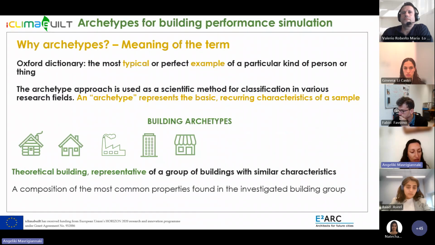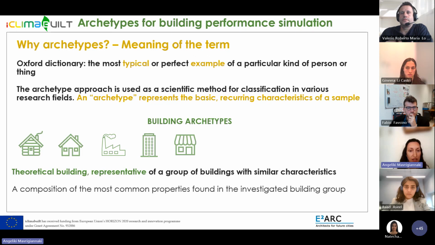So starting with the meaning of the term, by strictly looking at the dictionary definition, an archetype is defined as the most typical or perfect example of a particular kind of person or thing. Now, for research and scientific purposes, we focus on the words typical and example. In fact, the archetype approach is used as a scientific method for classification in various research fields. And in this context, an archetype represents the basic and recurring characteristics of a sample.